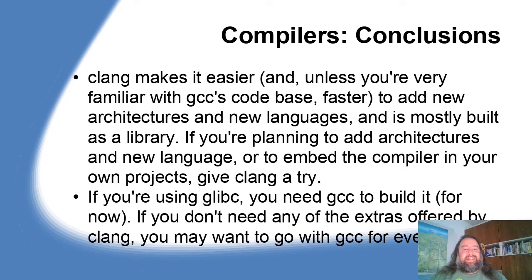Clang makes it easier to add new architectures and new languages because it has a much more readable code base. It also makes it easier to embed the compiler in your own things. So if you're interested in doing any of that, you may want to give Clang a try. If you're using glibc, you currently need GCC to build it. A bit more on that later. And if you don't need any of the extras offered by Clang, that could be a good reason to stay with GCC, so you end up using the same compiler for everything.